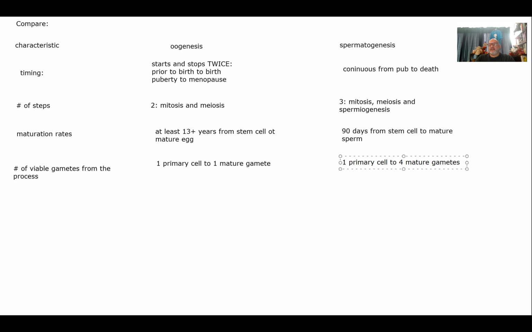Yep, so again, one primary oocyte produces one ovum, one primary spermatocyte produces 4 spermatozoa, so we got that. Excellent. So meiosis gives us even division in spermatogenesis, uneven division in oogenesis. It's another great way that it's different. Perfect.